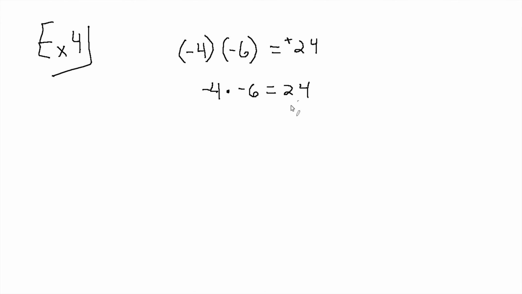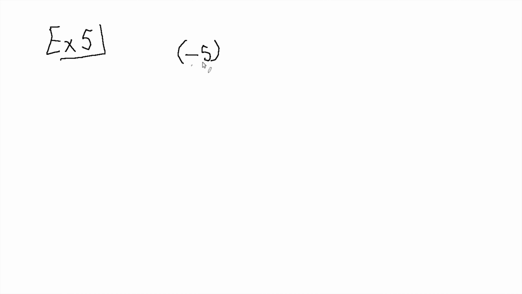Example number 5. Say we have negative 5 being multiplied by a negative 3. What would this equal? So you have two of the same signs, two negatives. Your answer will be a positive. And so you just do the regular multiplication and you get a positive 15. That's your answer.